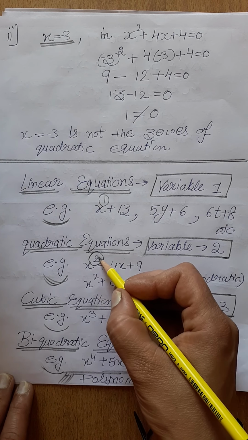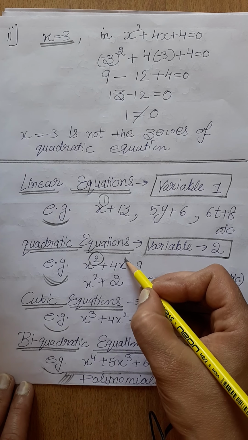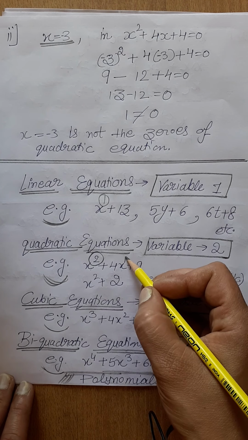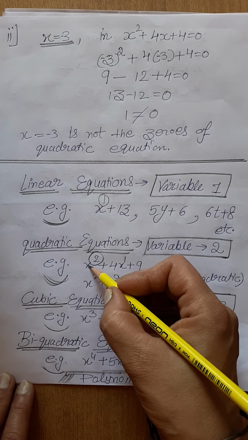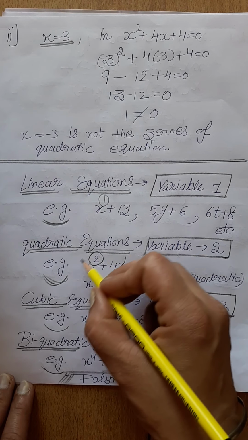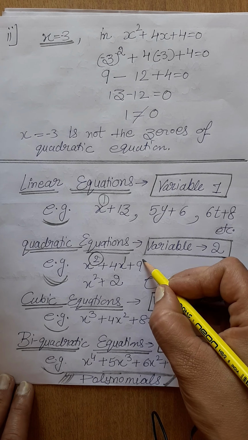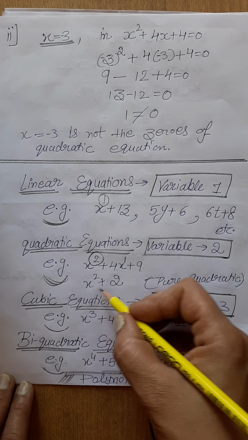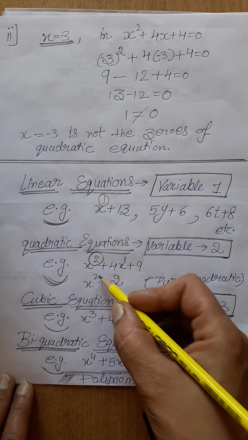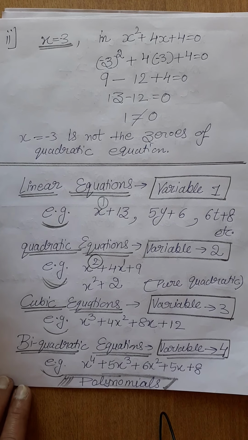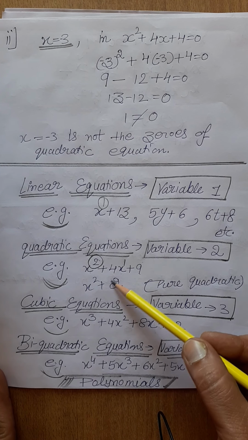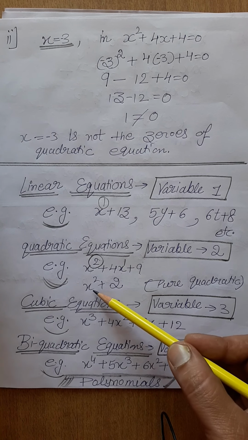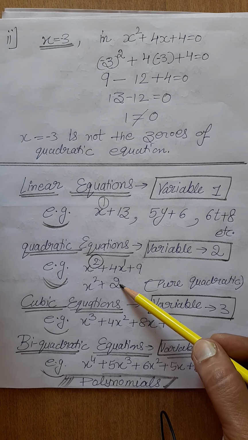First of all x to the power 2 and then x to the power 1. X to the power 1 and this constant term is not necessarily, but x to the power 2 indicate that this equation is a quadratic equation. You can see here any other example, x square plus 2. X square plus 2 is called pure quadratic equation. Why? Because in this equation we have not the variable x. We have only x square and 2.